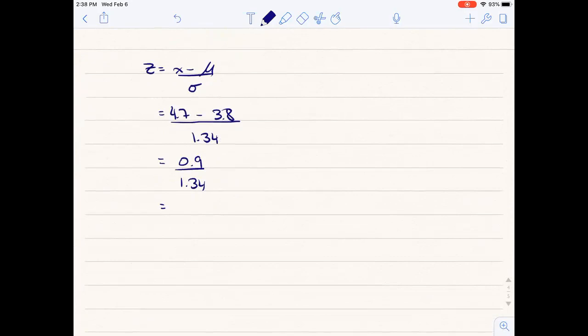I'll do all my decimal places, and then we always have to round z to 2 decimal places just because that's all the table can handle. And so we get 0.671641791, so approximately 0.67. Z must have 2 decimal places.